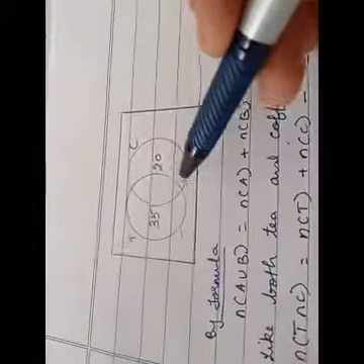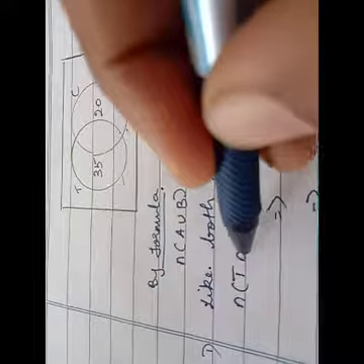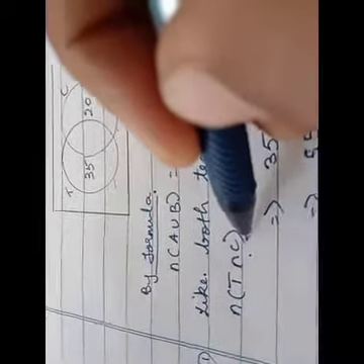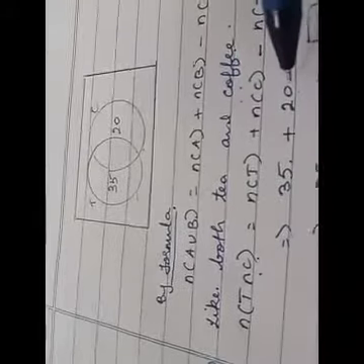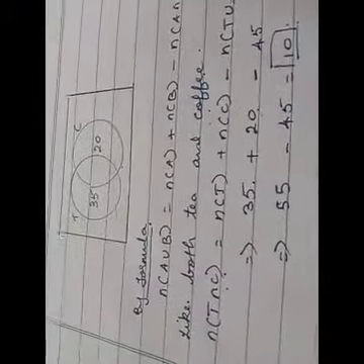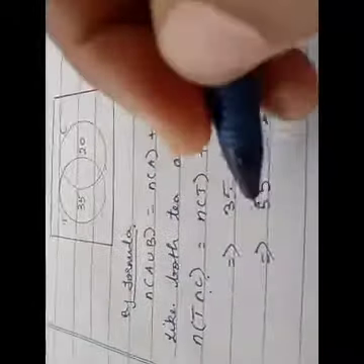If they didn't give the people who like tea and coffee, we can use the formula method. Therefore, your first question, the people who like both tea and coffee, means you have to use the intersection. n of T intersection C is equal to n of T plus n of C minus n of T union C. n of T is 35 plus n of C is 20 minus n of T union C, where union means the total number of people in the party, 45. Therefore, 35 plus 20 is 55, and 55 minus 45 is equal to 10.